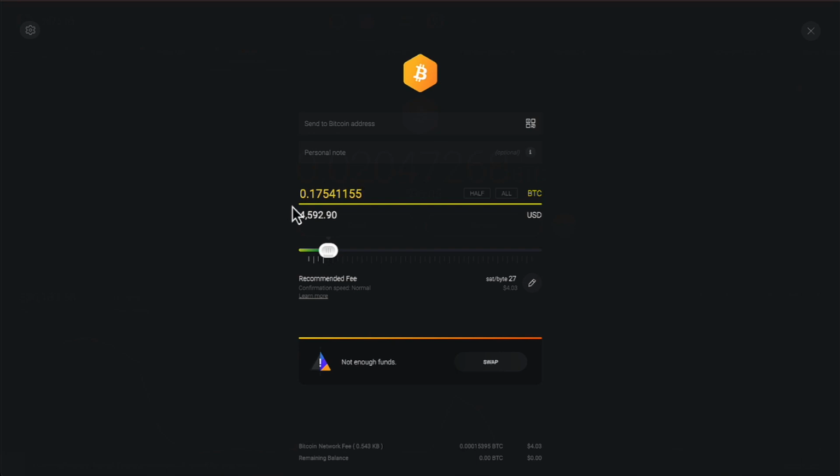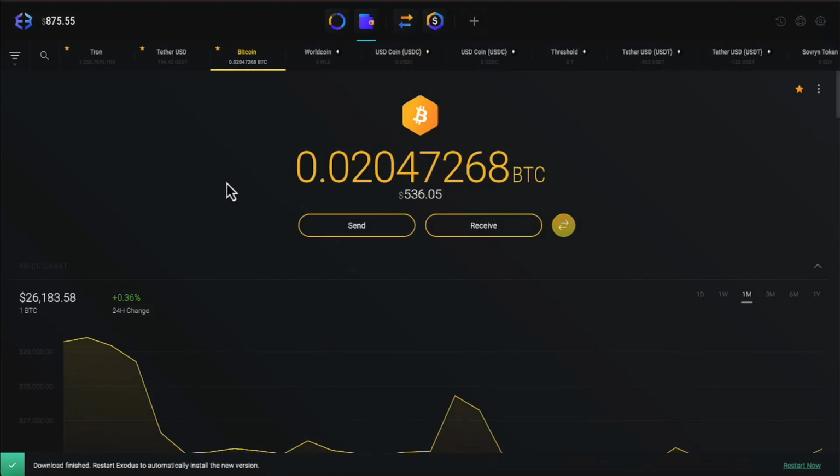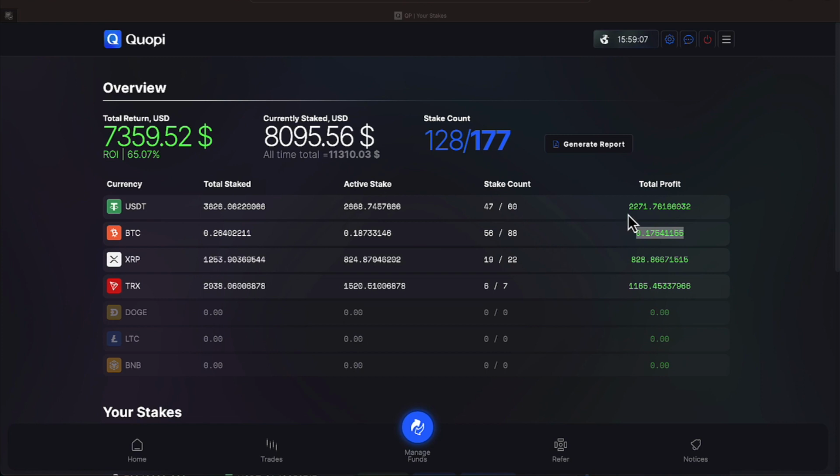We've received $4,592.90 as of right now, and that profit is in Bitcoin only. If we take a look at US dollar Tether, we have received $2,271.76 in profit from USDT. And we have however much that is in XRP and Tron. We won't worry about those numbers. I think most of my profit has come from the first two, everyone.